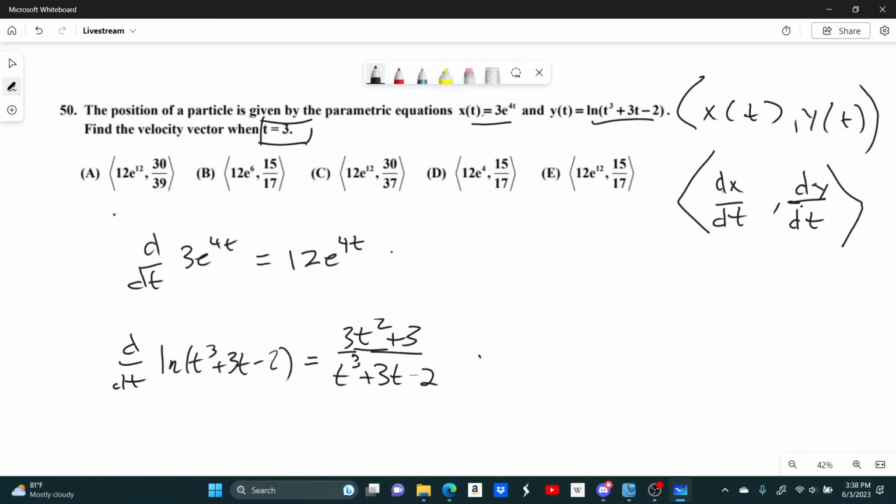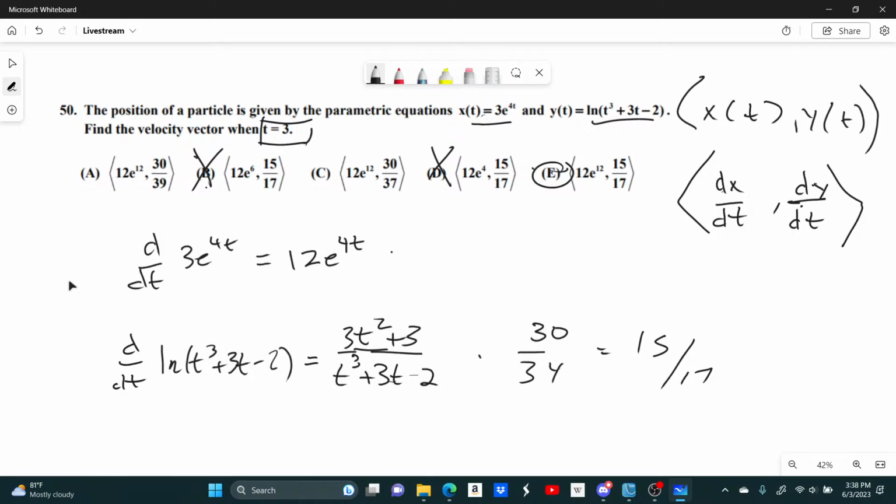So our x will be, if I plug in t, that's 12e to the 12th. So that's not b, not d. And then I just have to plug it in here. 3t squared will be 27 plus 3 is 30. And then 27 plus 6 is 33. What did I do? 27. Oh, 27 plus 9 is 36. Minus 2 is 34, which gives you 15 over 17. So that's answer choice E.